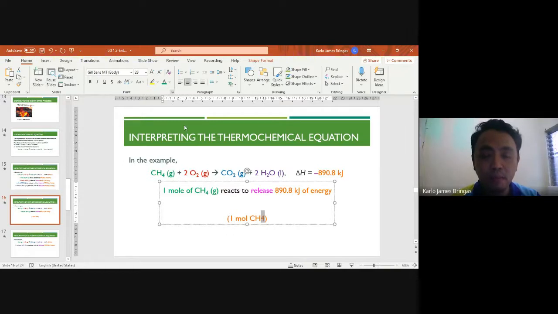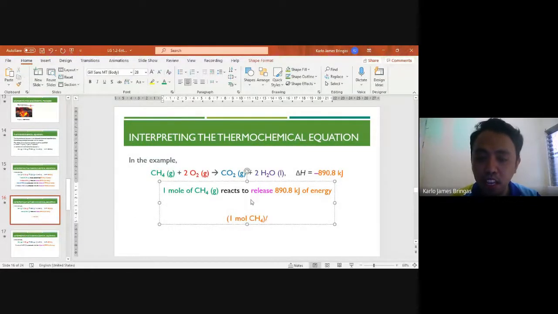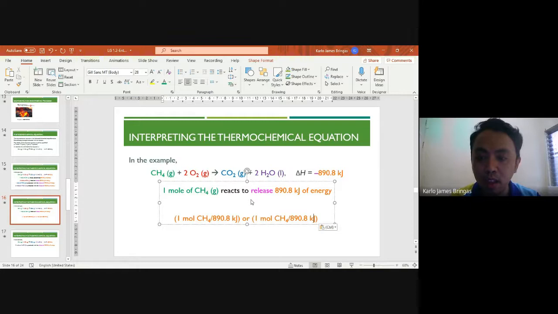Let me write a subscript muna. Ayan. 1 mole of CH4 for every 890.8 kilojoules of energy being released. That's one conversion factor that I can write. Similarly, I can just try to flip over this conversion factor I wrote in here. So instead, ang 890.8 kilojoules, I can write it on the numerator. So that this time, we might also write as well 890.8 kilojoules for every 1 mole of the CH4. So these are the conversion factors that I can now write.